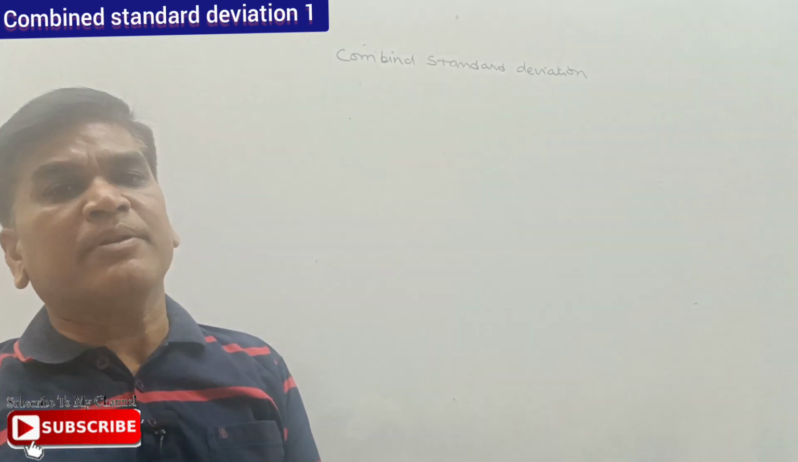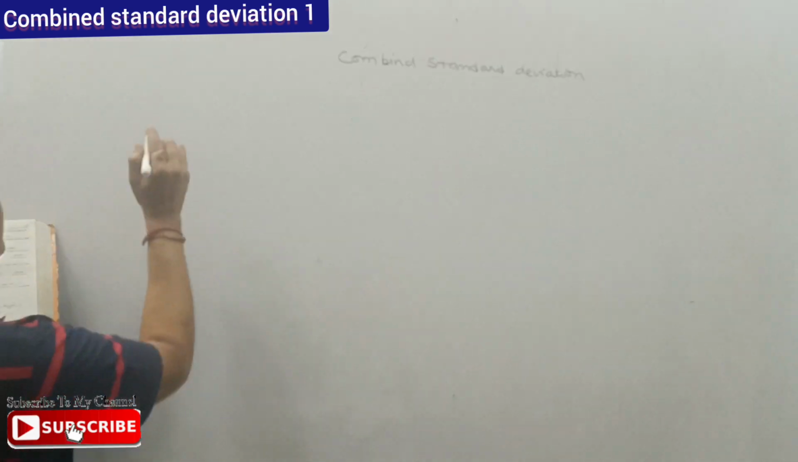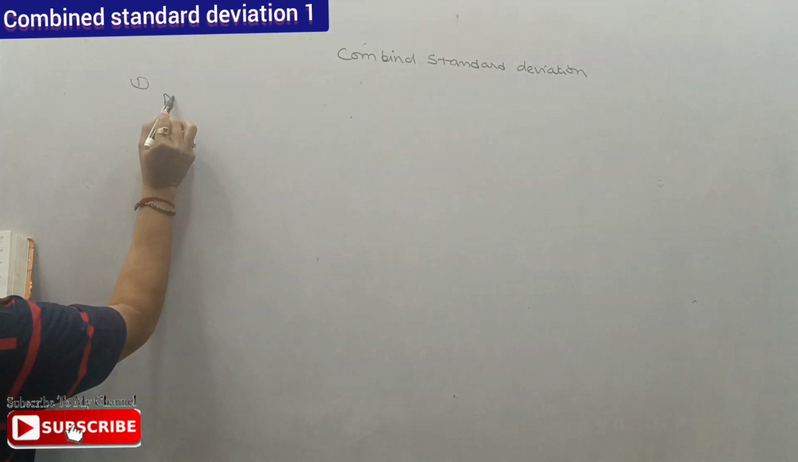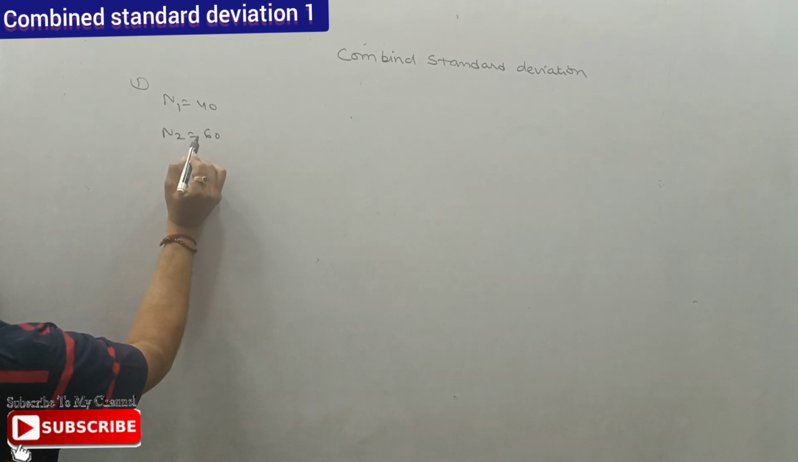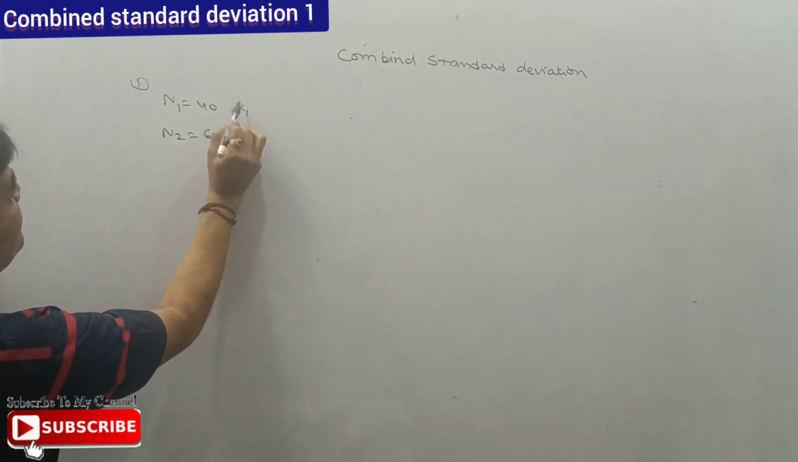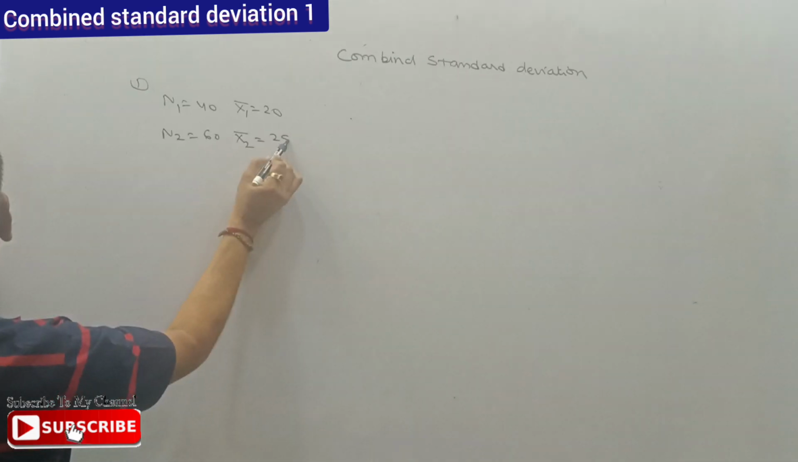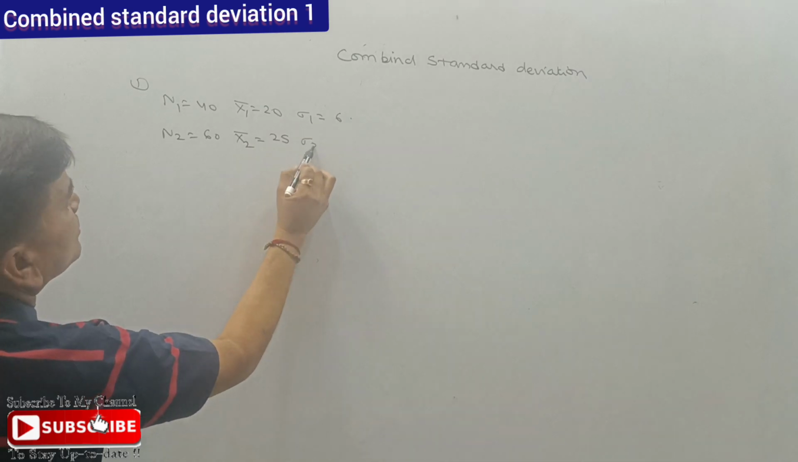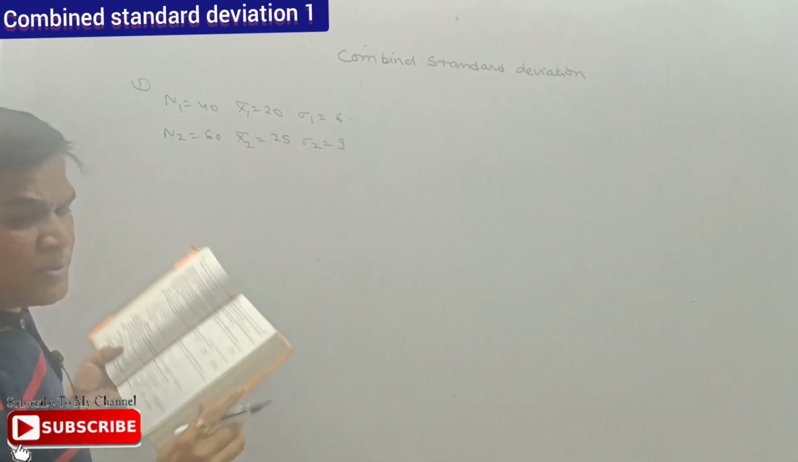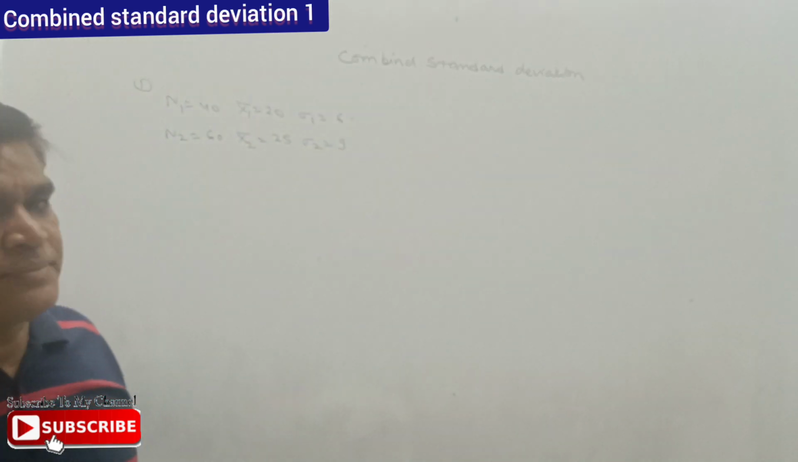Suppose in one series we have 2 parts. One part contains n1 is 40 and n2 is 60. The arithmetic mean of the first is given as 20, the arithmetic mean of the second is 25, the standard deviation of the first is given as 6 and the standard deviation of the second is 9. So we have to calculate the combined standard deviation of the data.